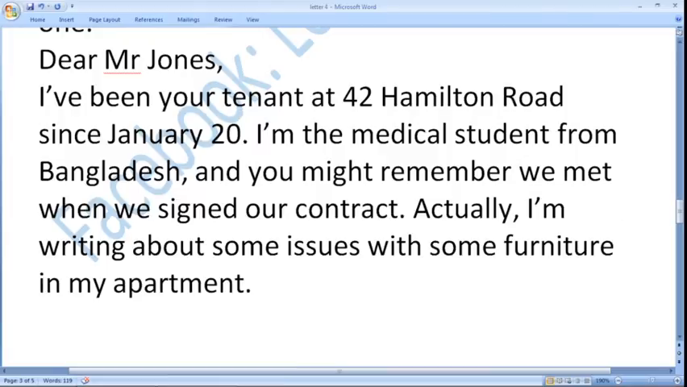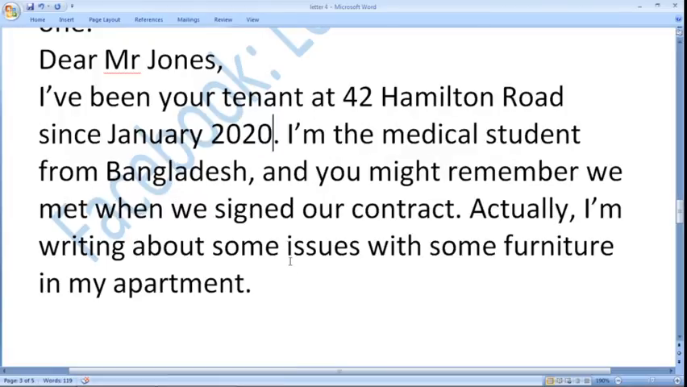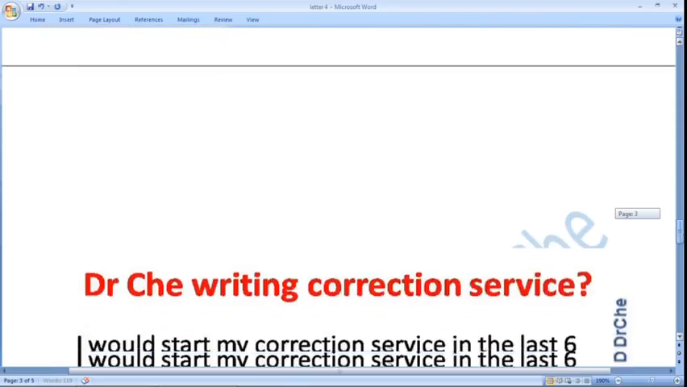Let us say 2020. We are in 2020. I am a medical student from Bangladesh, and you might remember we met when we signed our contract. Actually, I am writing about some issues with some furniture in my apartment. So this is my introduction plus purpose. I have introduced myself, covered the first bullet point, and I have written the purpose also.